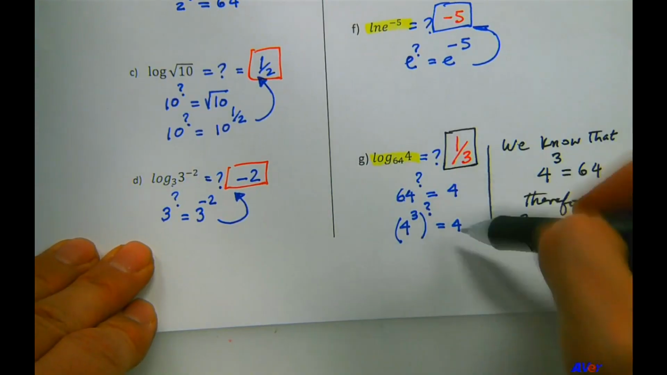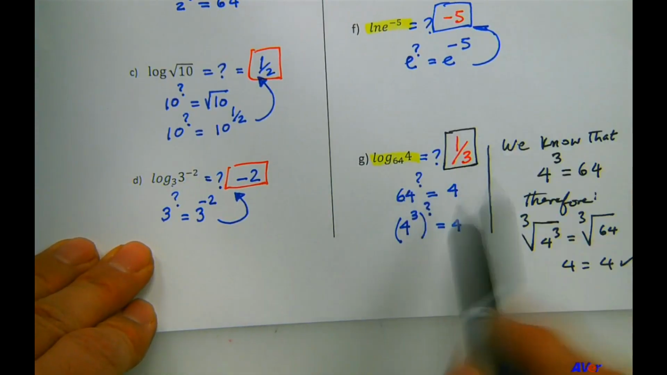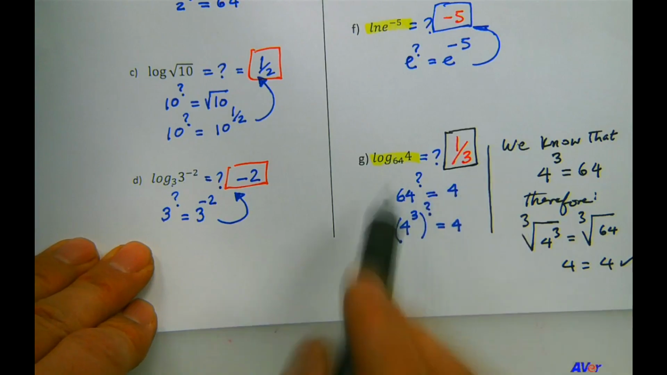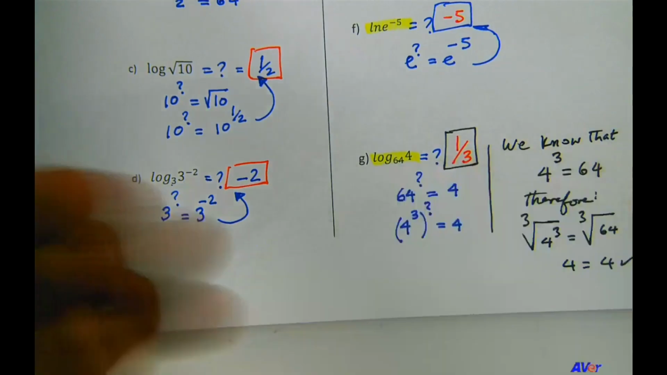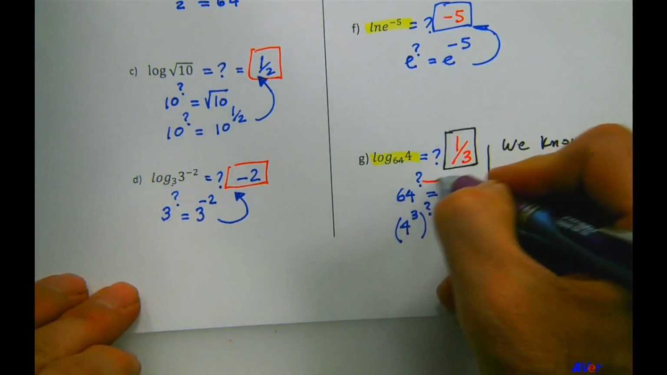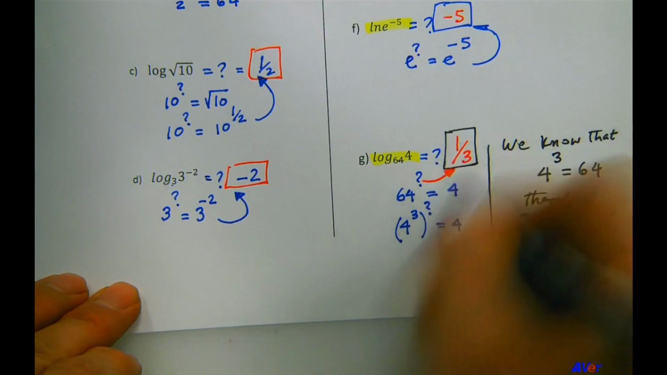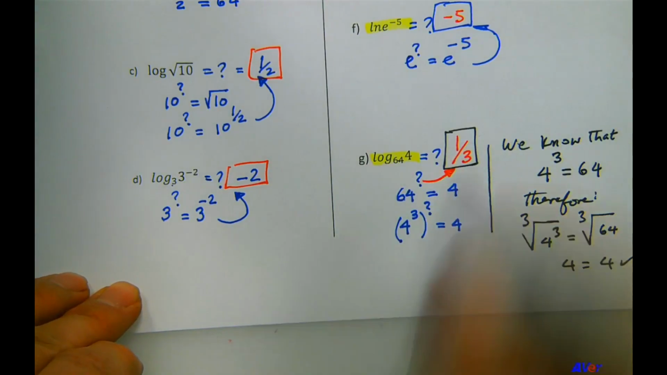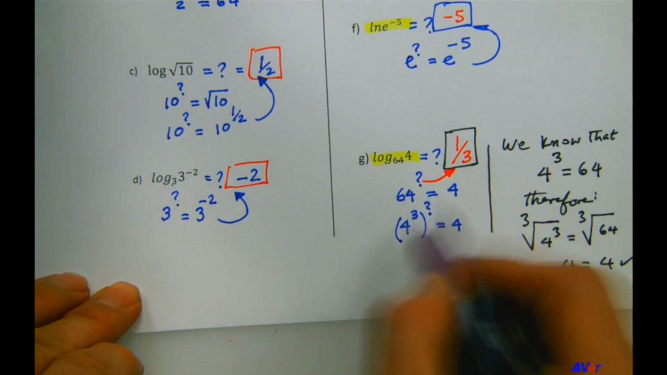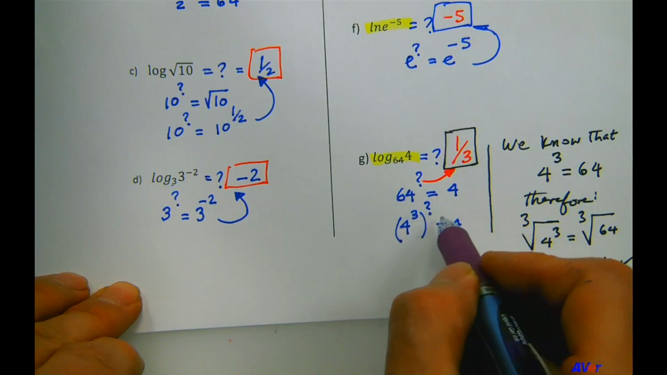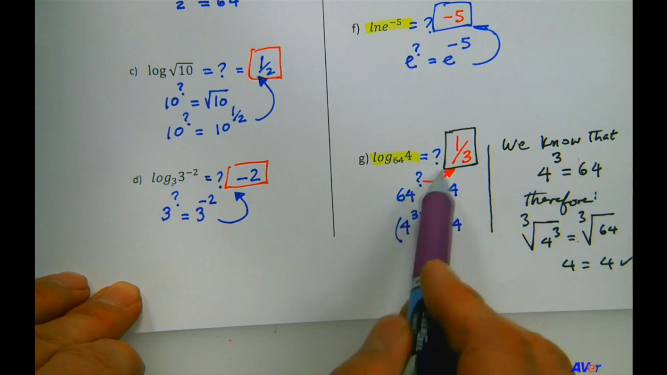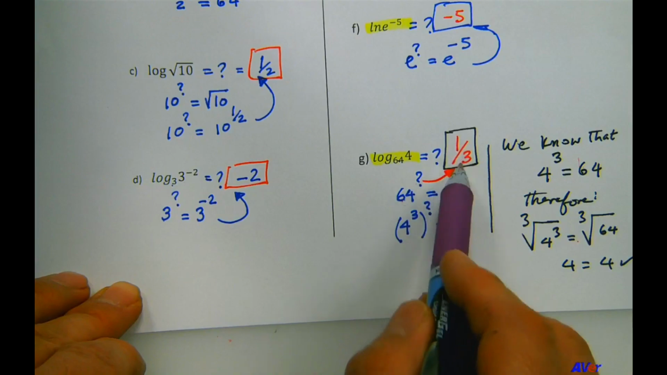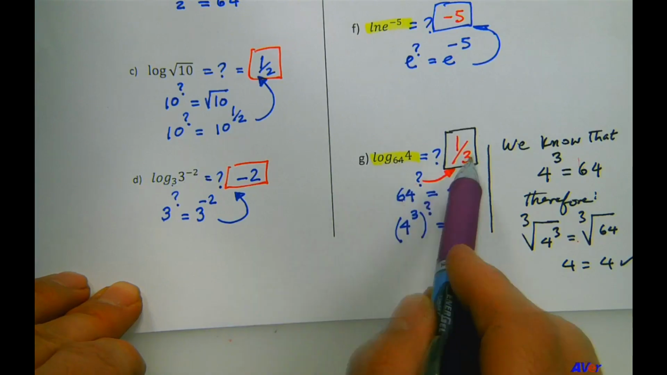So 64 to 1/3 power, this question mark should be 1/3. Okay, so this is the same thing. I mean, this is not necessary, actually. Knowing that, we can say that this question mark should be 1/3. So the evaluation of this would be 1/3.